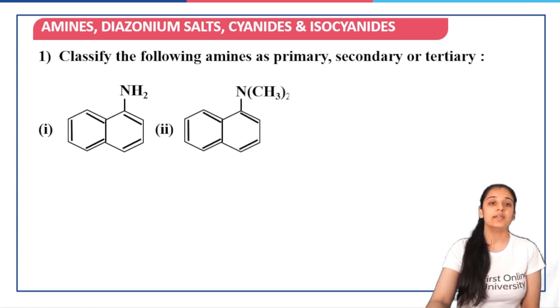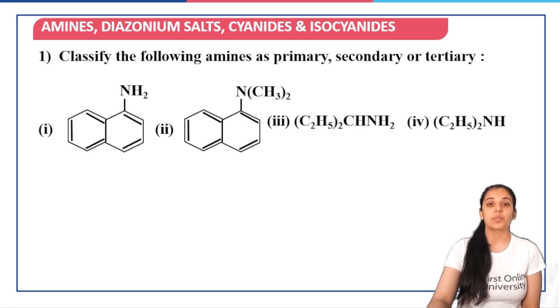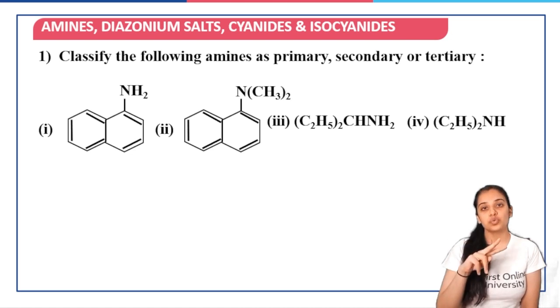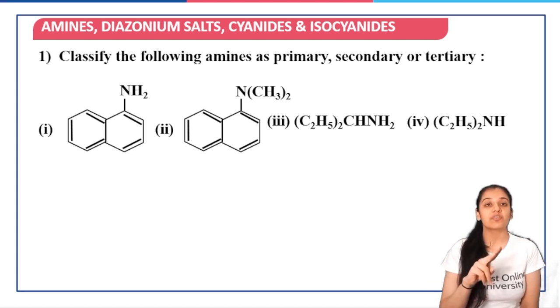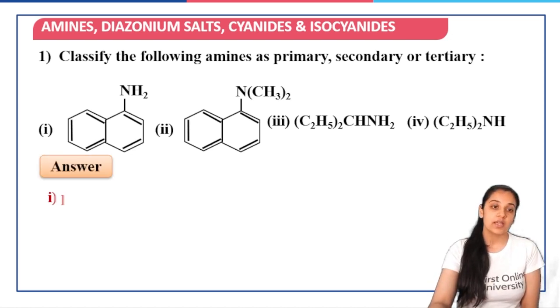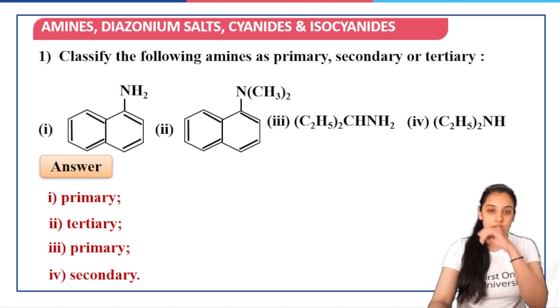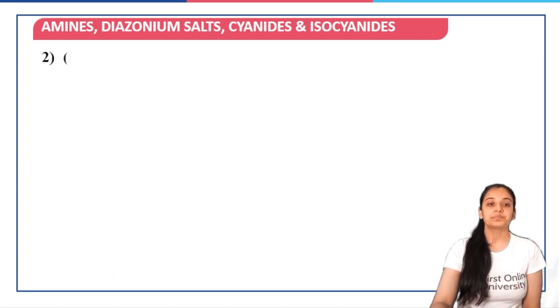The second one is where all 3 have been replaced, so it is tertiary. The third one is again primary because there is NH2. And the fourth one has NH, that is 1 hydrogen is left out of 3, so that means 2 have been replaced. So it is secondary. Okay, let's check our answers. Primary, correct. Tertiary, primary, and secondary. I hope this is clear to you.